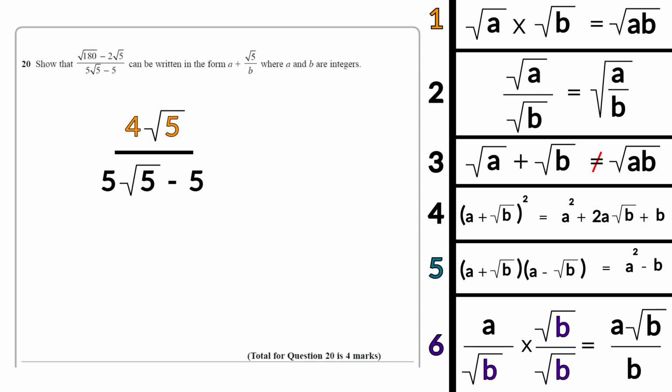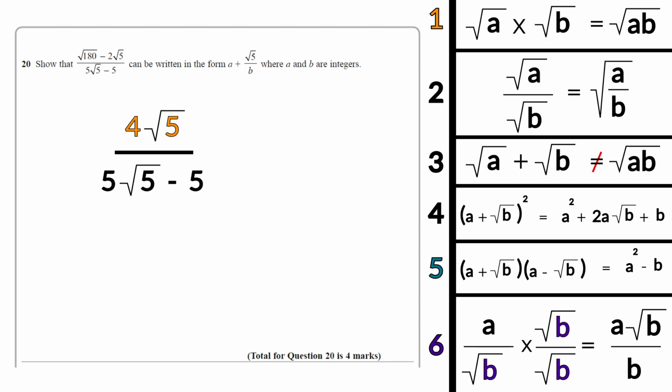Rule 5 is a modified version of the difference of 2 squares. A plus b multiplied by a minus b is equal to a squared minus b squared. A plus the square root of b multiplied by a minus the square root of b is equal to a squared minus b. This value is no longer an irrational one.